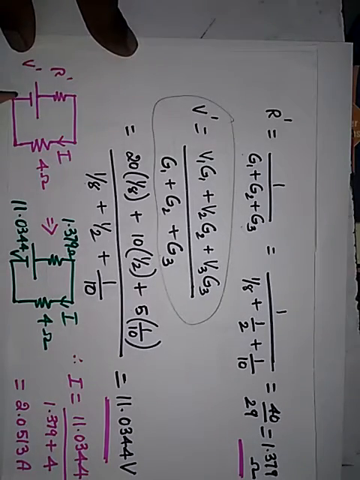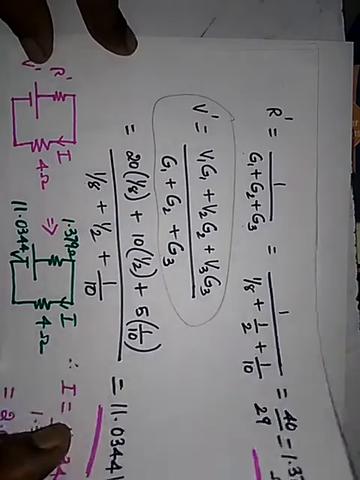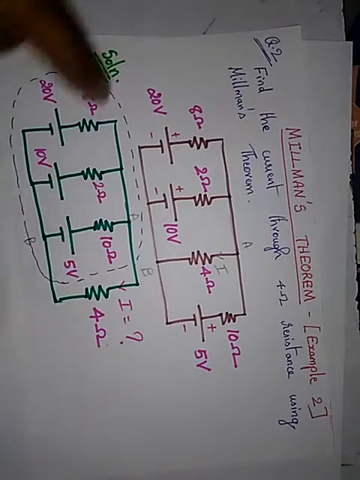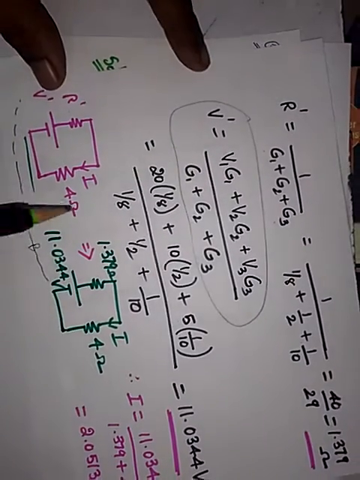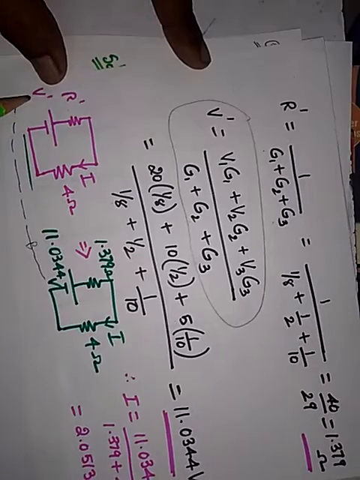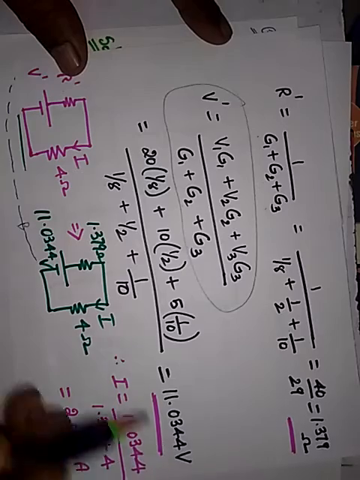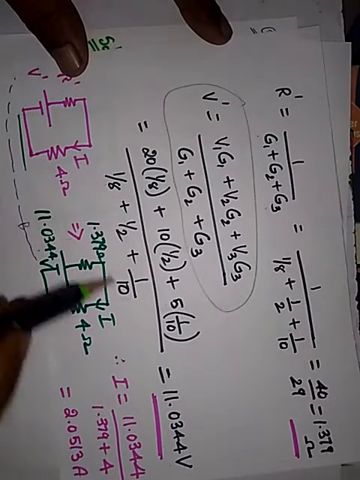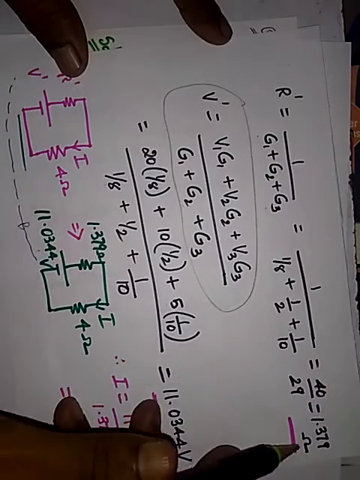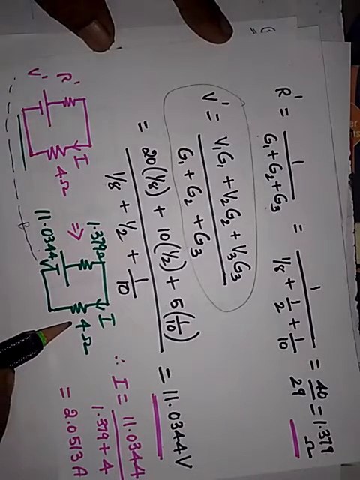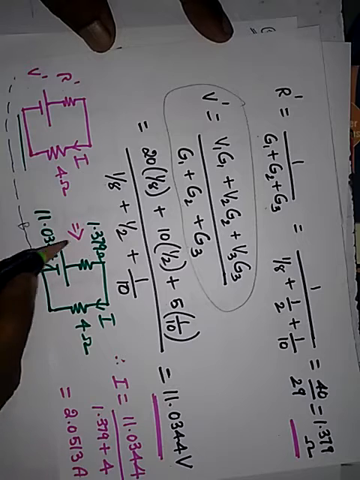Okay. Therefore the entire 3 sources can be converted into a single source, that is V dash and R dash, and the remaining is to find the current through this 4 ohm resistor. So that is connected here, 4 ohms. Now we know the value for V dash, 11.0344 volts, that is written here, and R dash is 1.379 ohms, that is written here, and the resistance connected here is 4 ohms. Now we have to solve for the current here.